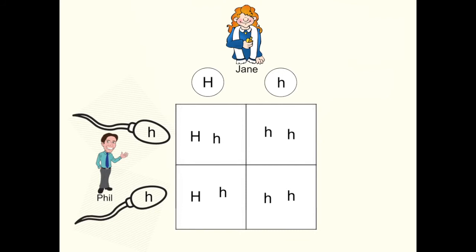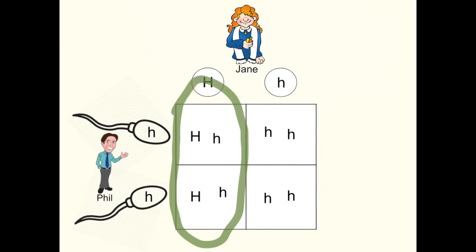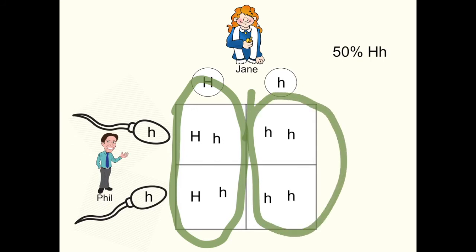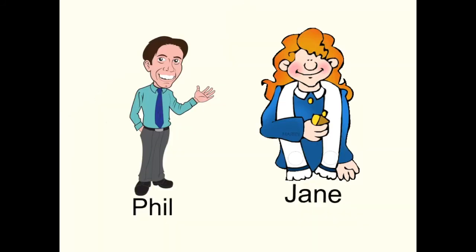So from doing this cross, we learn that half of their children, or a 50% chance, will be big H, little h, heterozygous, and that there's a 50% chance that their children will be little h, homozygous recessive. So theoretically half of their children would have curly hair, half would have straight hair. And that's what's understood as the phenotype, what we actually see, the curly or straight hair.